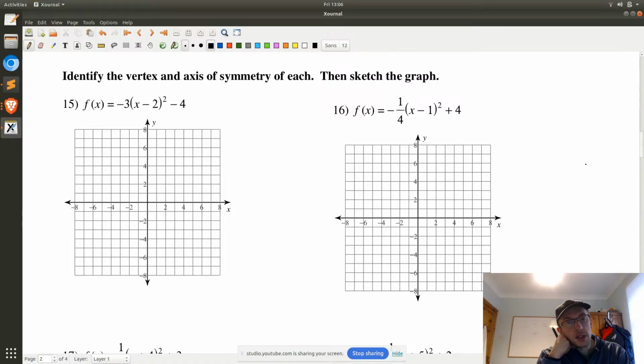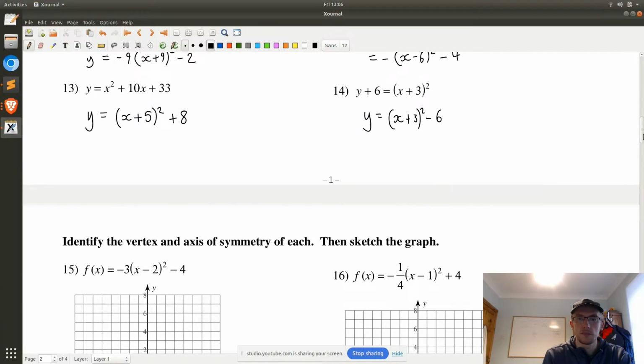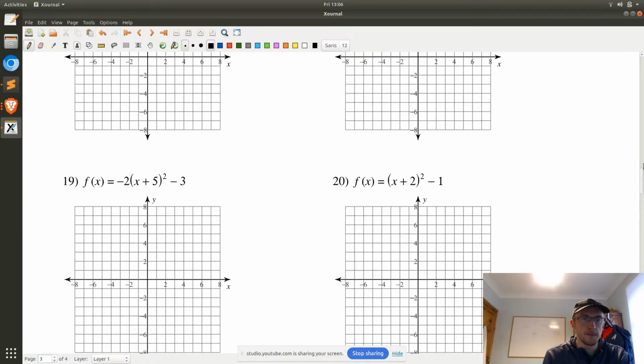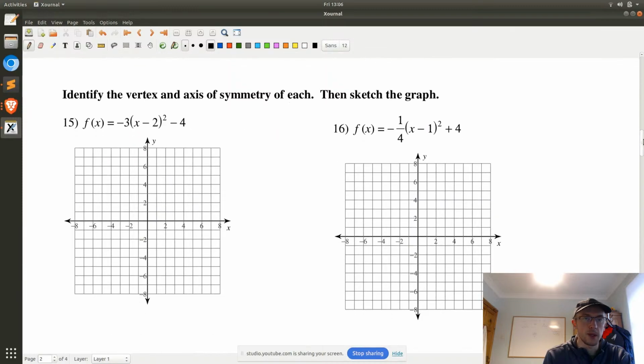Now identify the vertex and axis of symmetry of each, then sketch the graph. Okay, better check the last two. Plus 5, plus 8, plus 3, take 6. That's fine. Okay.